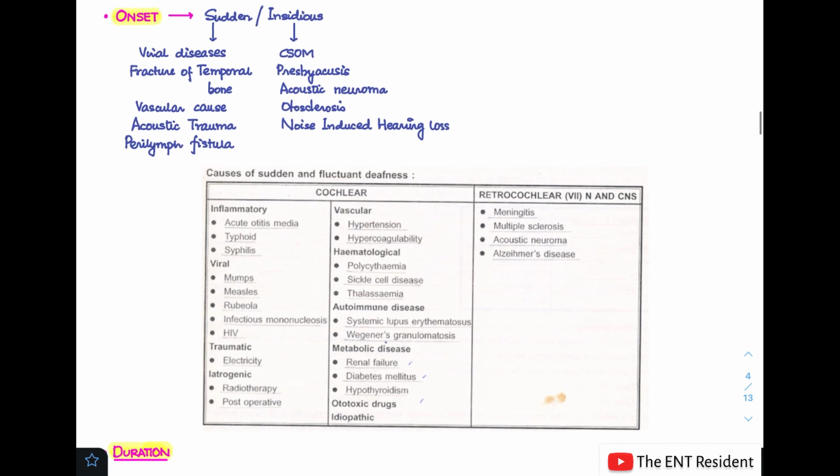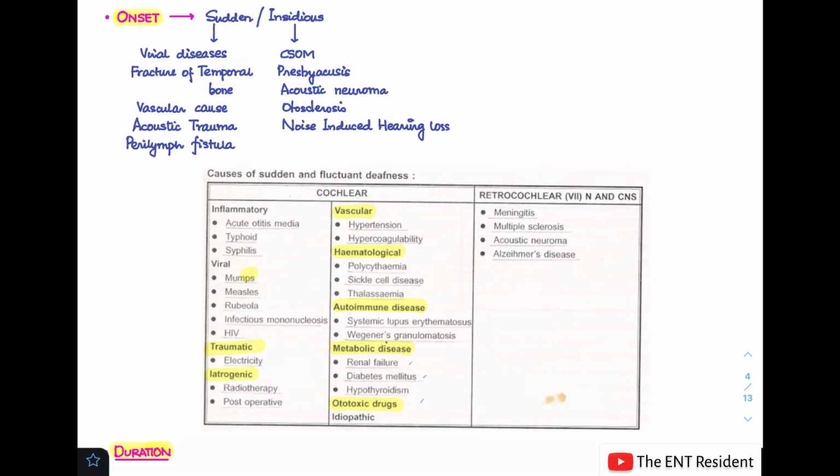Now, these are all the causes of sudden and fluctuant deafness. It can be cochlear or retrocochlear. Cochlear itself again includes inflammatory causes, viral causes, traumatic causes, iatrogenic causes, vascular causes, hematological causes, autoimmune causes, metabolic disease, and ototoxic drugs. Retrocochlear causes and causes in the CNS include meningitis, multiple sclerosis, acoustic neuroma, Alzheimer's disease.